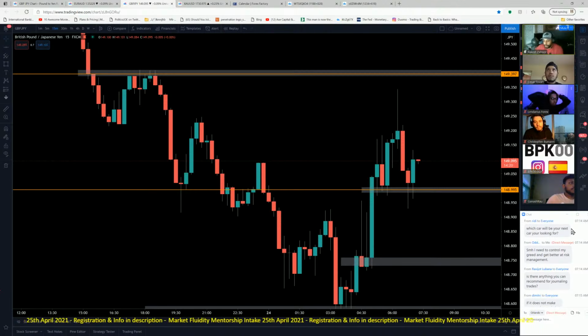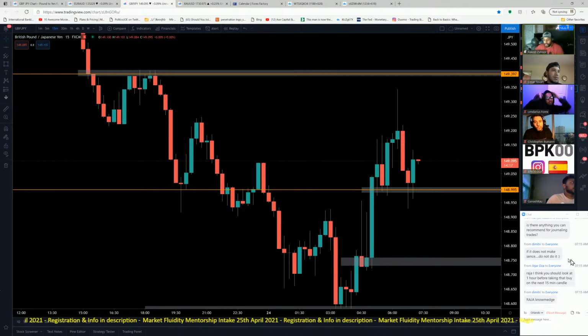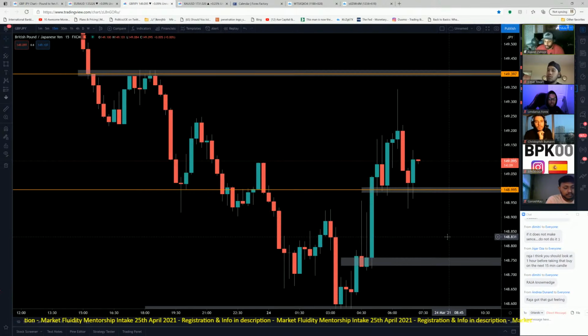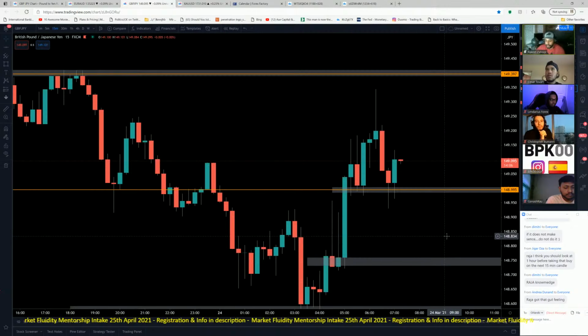Which car will be the next car you're looking for? I'm not sure. First I want to get a house, a 3-car garage, and then try to get more cars or anything like that. Still got a long way to go right now.